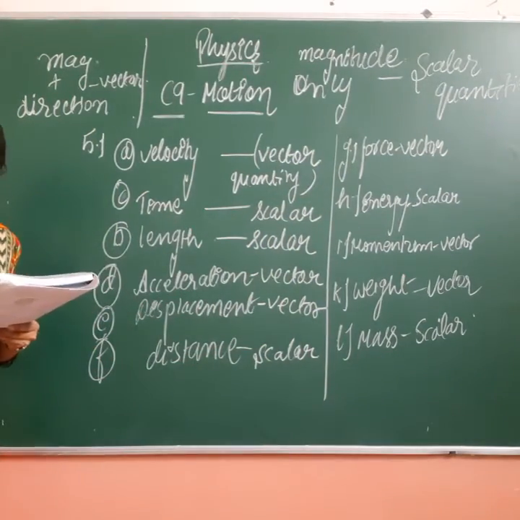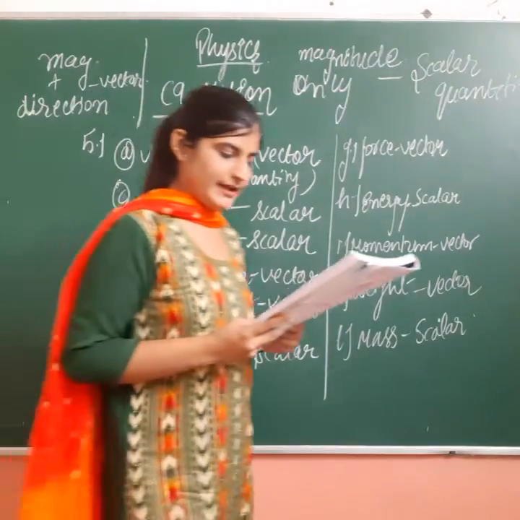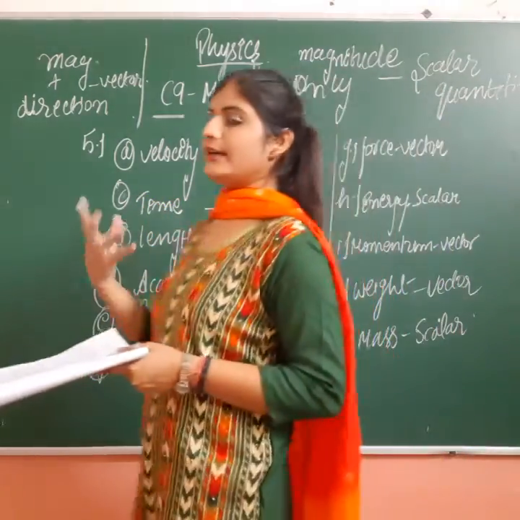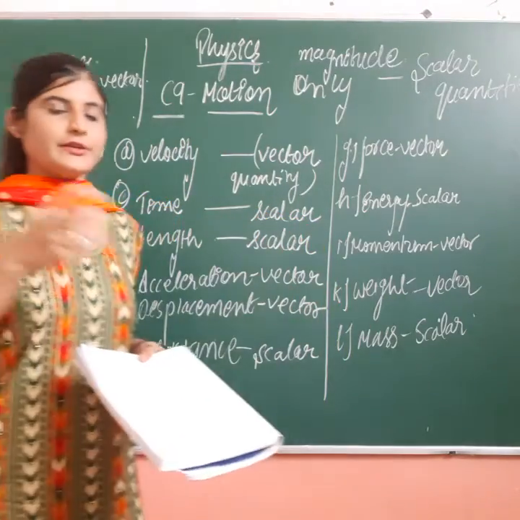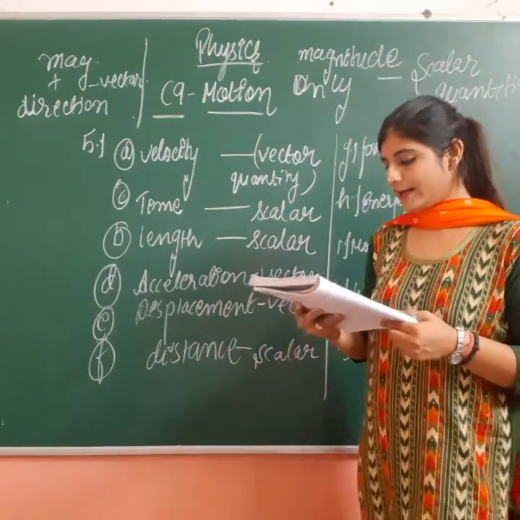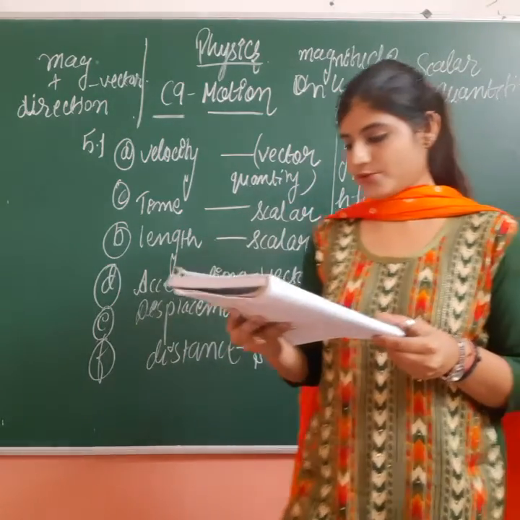Next, the sixth question is: a bird is flying in the sky. Examine and define its state. Of course its position is continuously changing with respect to time. So it is in motion. You can write down that its state is in motion.